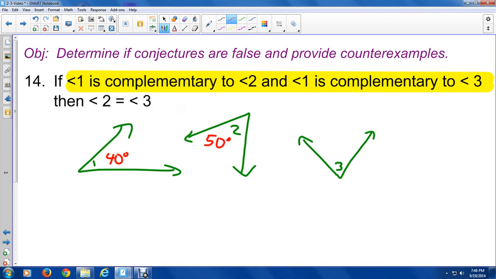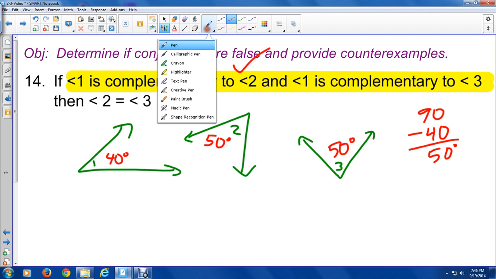Angle 1 is complementary to angle 3. I already picked 40 degrees for angle 1. What does angle 3 have to be so it's complementary to angle 1? So maybe you're doing something like this. 90 minus 40 is what I'm doing. I'm getting 50 degrees for angle 3. Now 1 plus 3, 40 plus 50 is equaling 90, and I've got complementary. I think I can now say that my hypothesis is true.